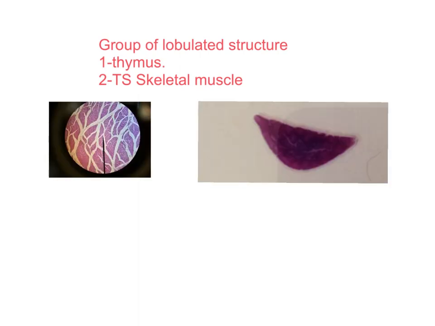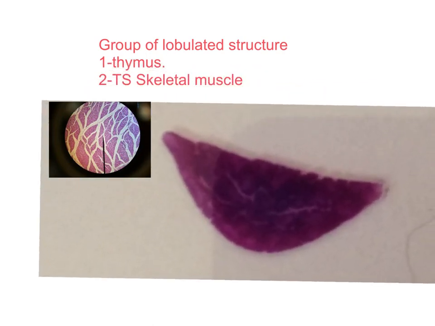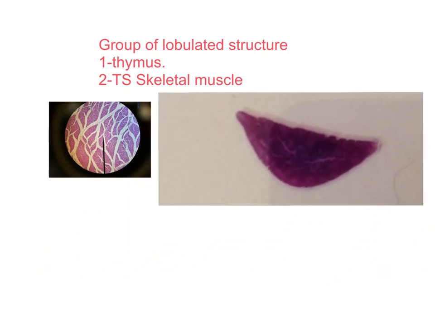This is the first slide on the right side, which is the slide of the thymus. The thymus here appears in the form of lobules. If you concentrate on the lobule carefully, you will notice that it is dark at the periphery and paler in the center, or blue at the periphery, red in the center. So it is very characteristic for the thymus. The lobules here are formed of blue cortex and red medulla.